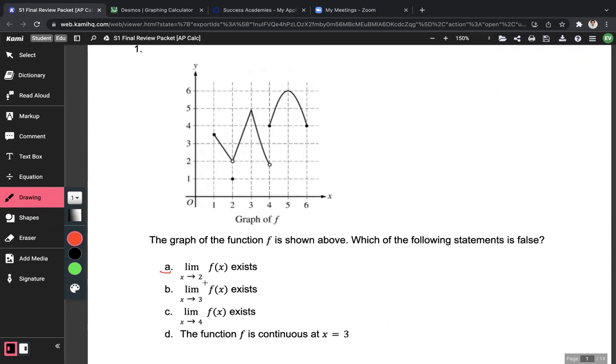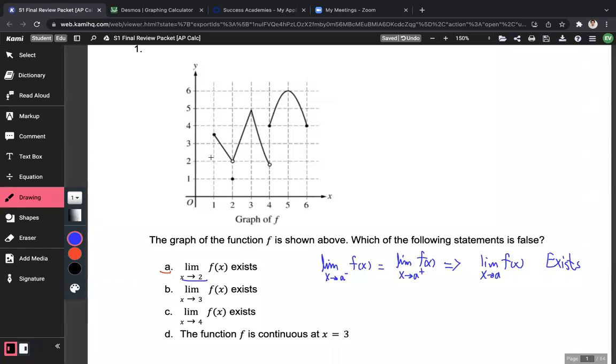For option A, question is, does the limit exist as x approaches 2? Remember that a limit is always going to exist if and only if we can say that the left-sided limit and the right-sided limit are equal and are the same. So let's take a look and see if that is true for these options. And I'm going to do that just by annotating my graph to be very efficient.